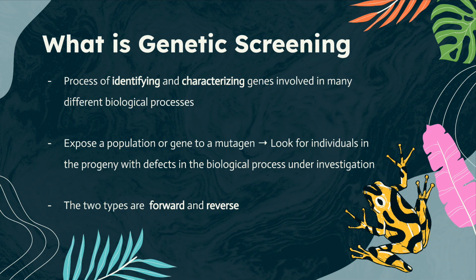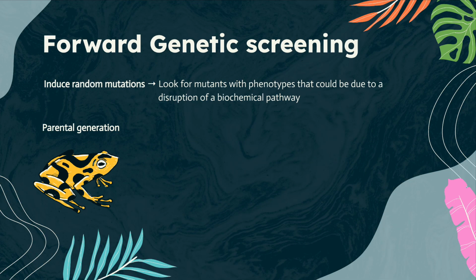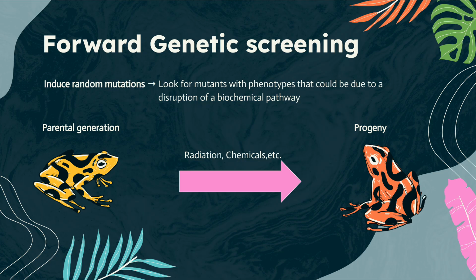There are two ways that gene identification is brought upon in genetic screening, including forward genetic screening and reverse genetic screening. Starting with forward genetic screening, this process is used to identify genes responsible for a mutated phenotype by inducing random mutations in a large population. Once the population has reproduced, scientists seek out non-specific phenotypes that could be due to the disruption of the biological pathway.